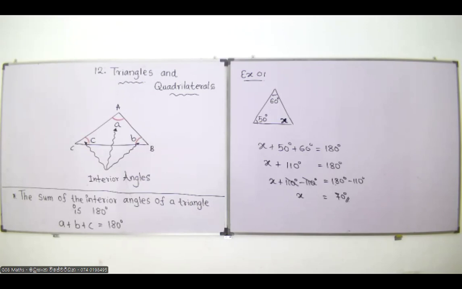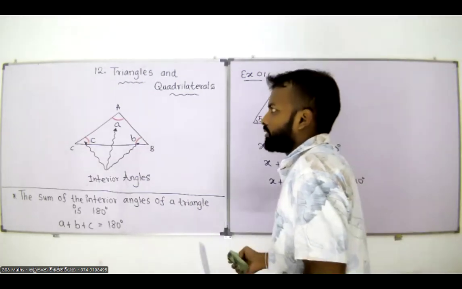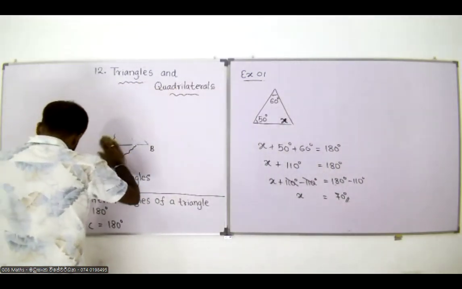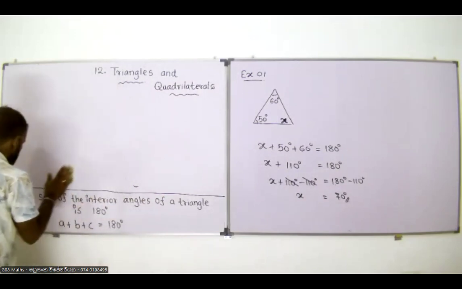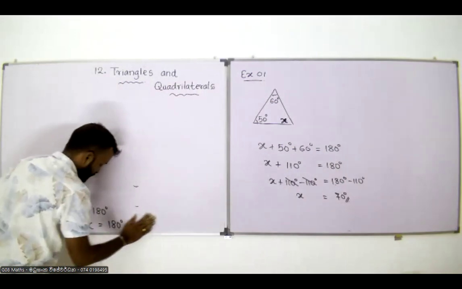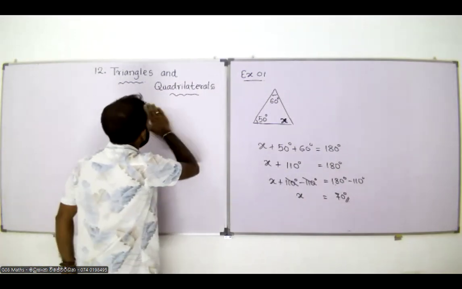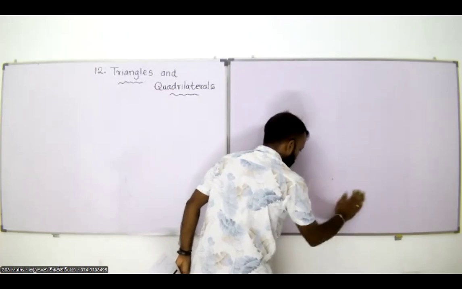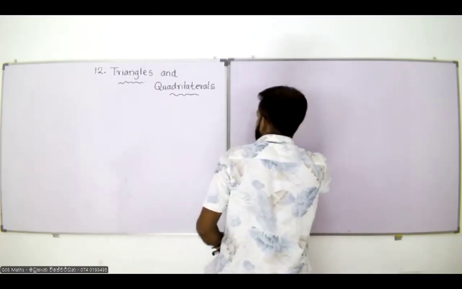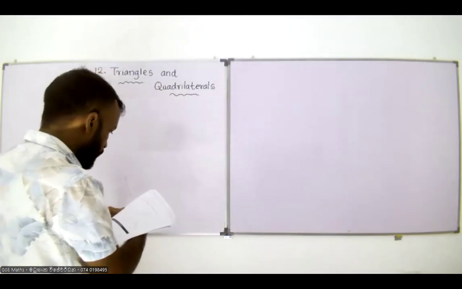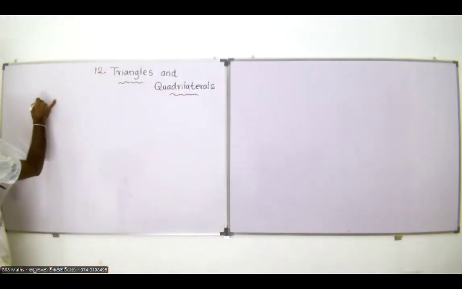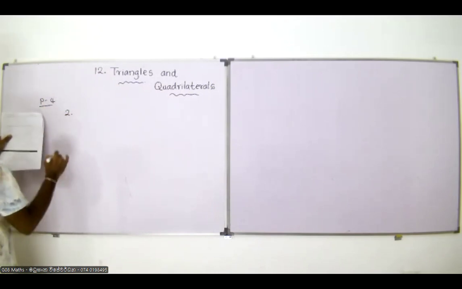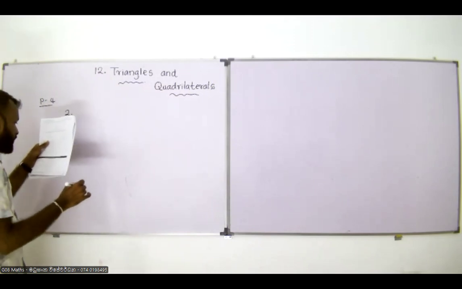So we are going to move to the second theory. It is related to quadrilaterals. Come to page number 4, below. Second title: the sum of the interior angles of a quadrilateral.